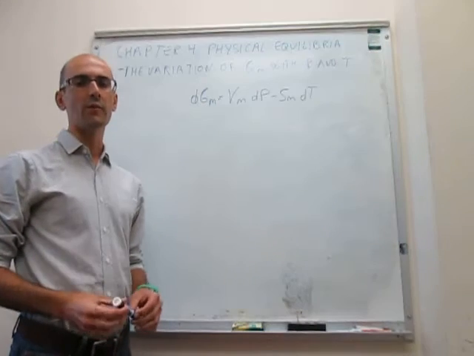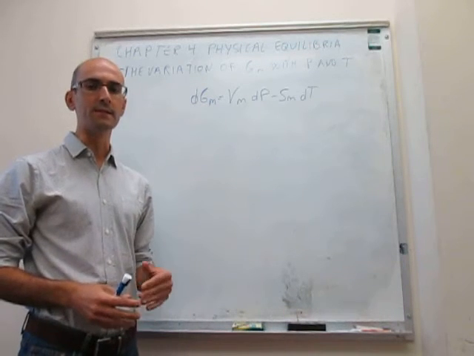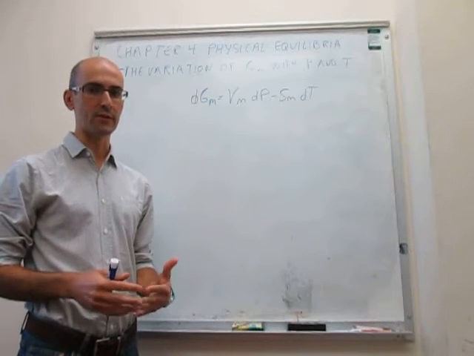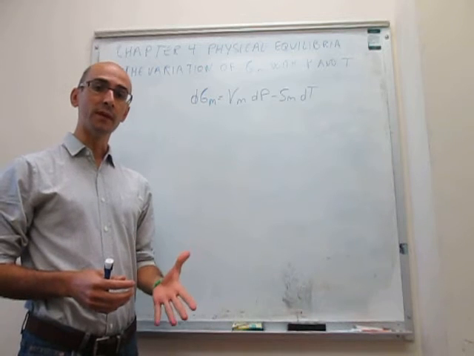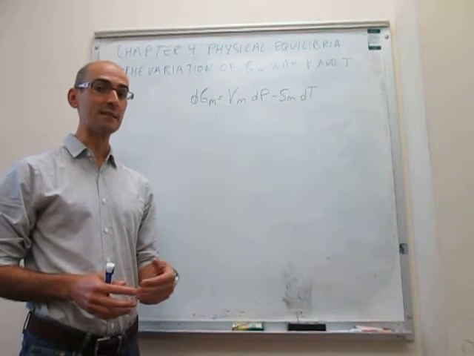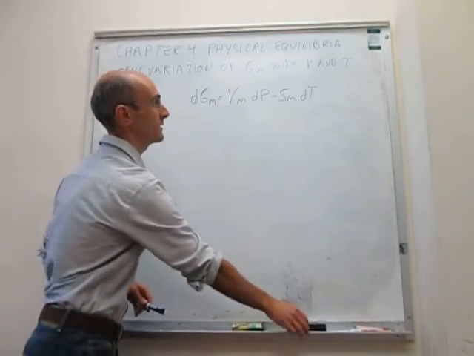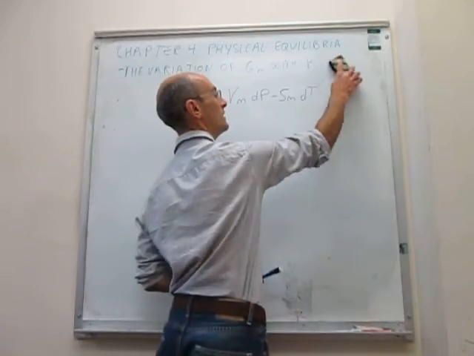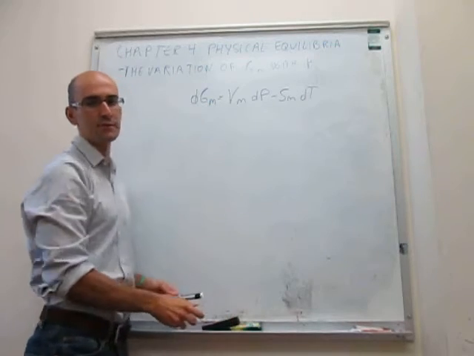We have just learned how the molar Gibbs energy of a pure substance depends on the variables pressure and temperature. What we're going to be explaining now is how that molar Gibbs energy depends explicitly on only the pressure. So we're going to be concentrating on just the pressure and not the temperature.